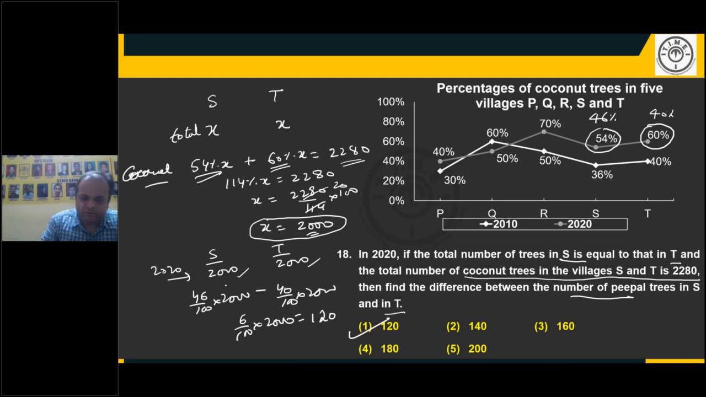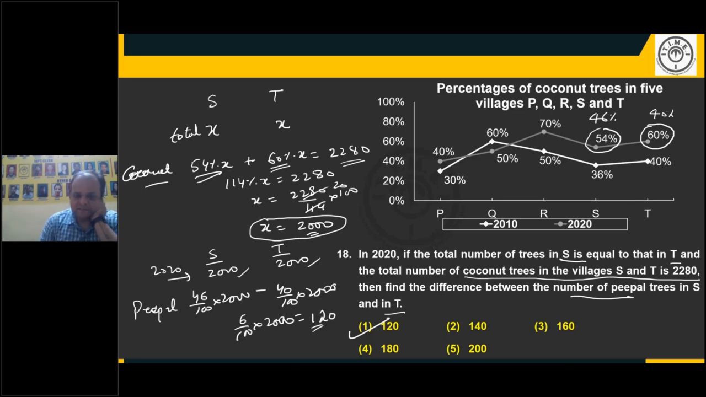Now, if the total trees are 2000, for people trees we will use 100 minus 54, that is 46% of 2000, and for T it is 100 minus 60%, which is 40% of 2000. So if we solve this, we get 6% of 2000, and that value comes out to be 120. Yeah, this was an easy question. I'm sure everybody would have attempted this.